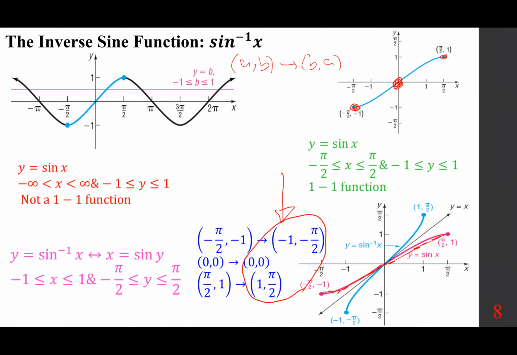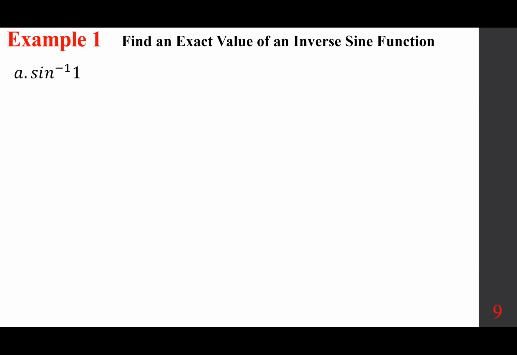All right, so with the restriction now we have the graph. And as you can see, they are symmetric with respect to the line y equals x. The blue one is, in this case, the sine inverse, and the red one is y equals sine x. So having said that, let's answer a couple of simple questions starting with sine inverse of 1.